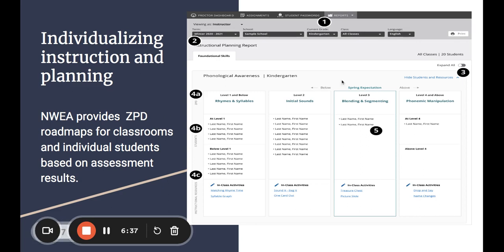So you can tell by looking at level 2, the following students listed below, their zone of proximal development is initial sounds. Underneath that, we have also listed and connected activities to support those students and that zone of proximal development goal. So this would be great for planning small group. It would be great for bringing up at conferences with parents. Just a really useful tool within the assessment results.